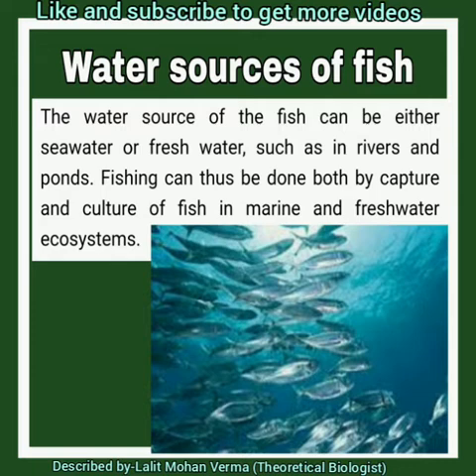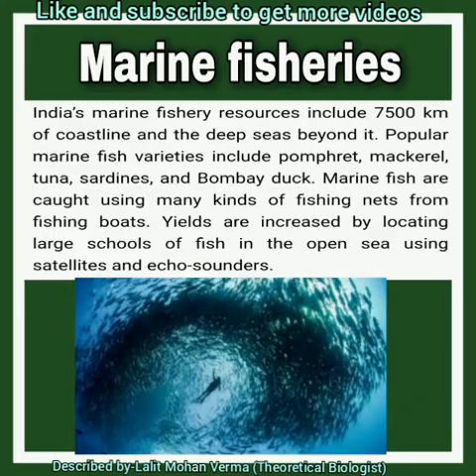Water sources of fish. The water sources of the fish can be either sea water, that is marine water, or fresh water, such as in rivers and ponds. Fishing can thus be done both by capture and culture of fish in marine and freshwater ecosystems. You know, two different sources, marine and freshwater. And you have also to differentiate the capture fishery and culture fishery.